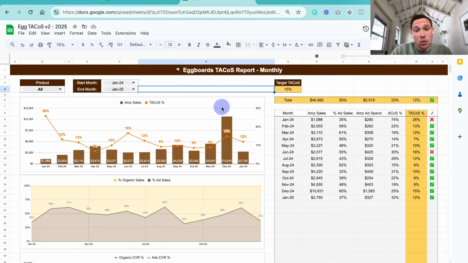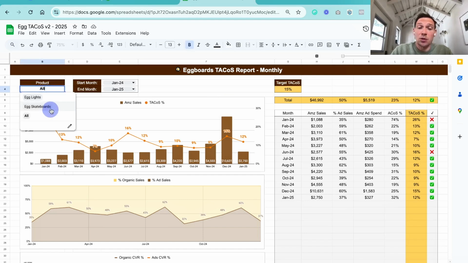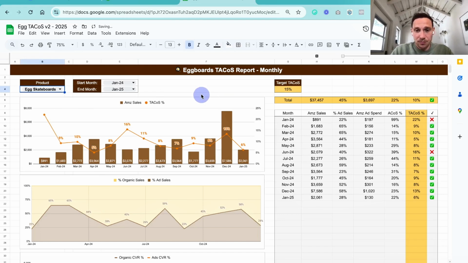Now we can look more in detail at the two main product families that I showed you earlier. So let's start with my skateboards. The situation, as you can see, is a little different. Total sales are 2,000 and they're vastly increased from the ones we had one year ago. The TACoS is much lower, it's 6%.